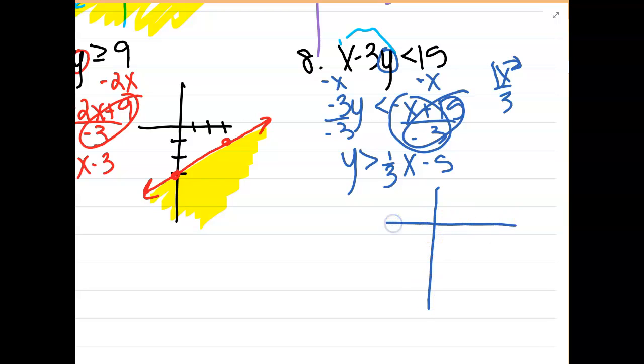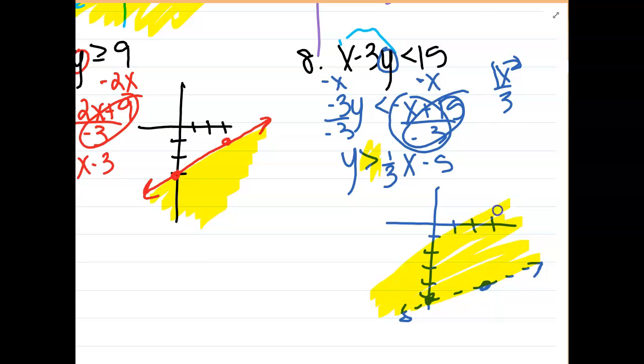So we're going to start by putting a point at negative 5. The slope is 1/3, so rise 1, run 3. Solid or dotted line? Dotted line. And make sure you go to your y equals line. Am I going to shade above or below? Above.